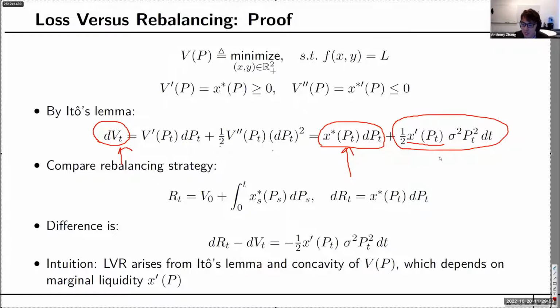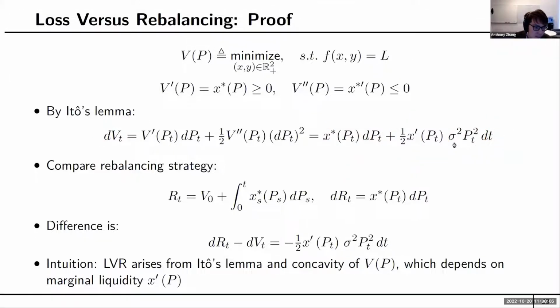V is decreasing over time. How much it decreases depends on the concavity of the expenditure function, which is linked to the demand slope, and how much prices are moving around. So details of this proof are in the paper if you're interested.